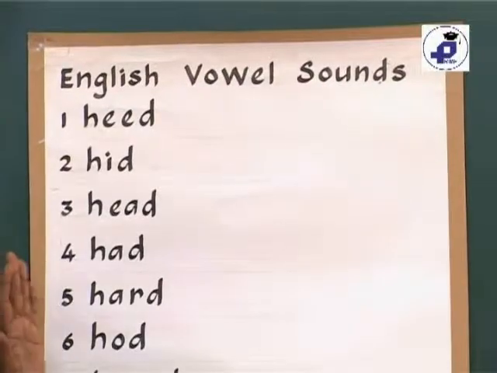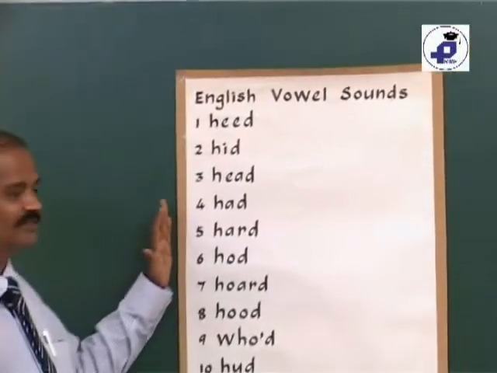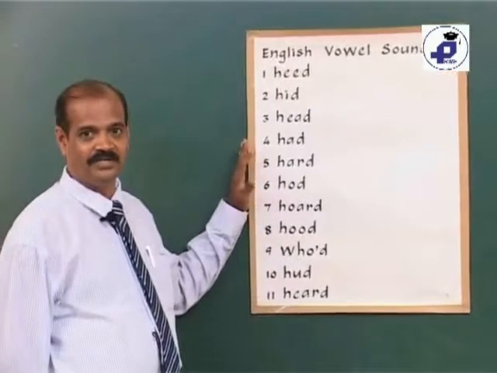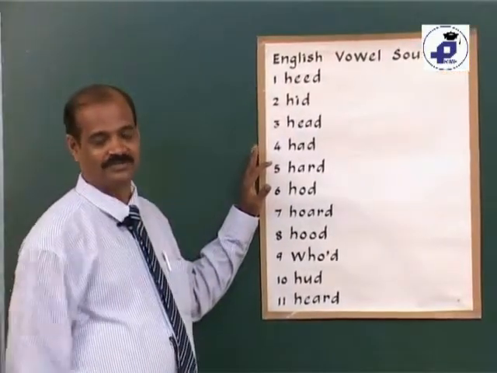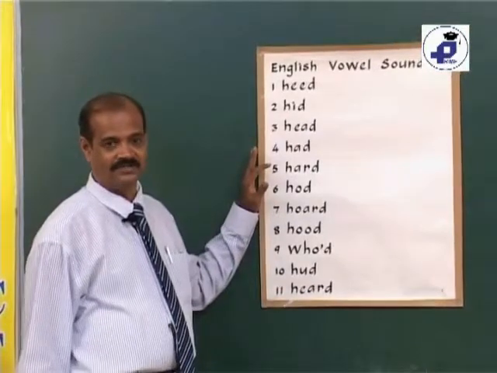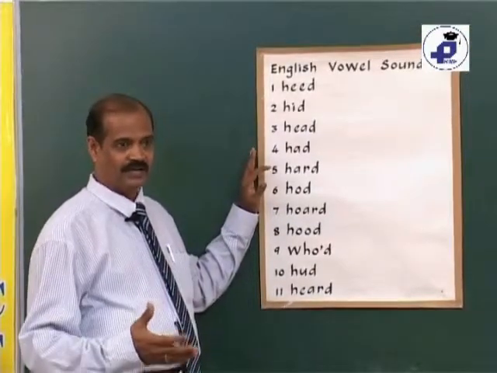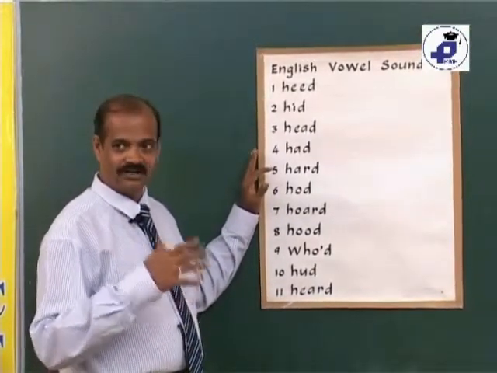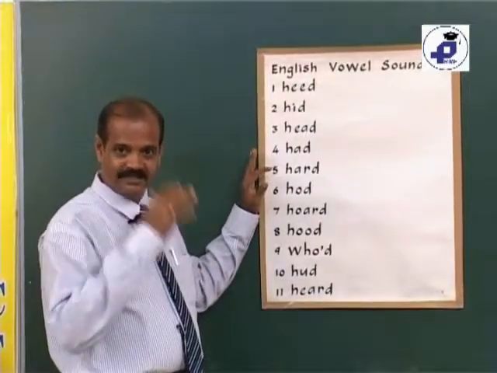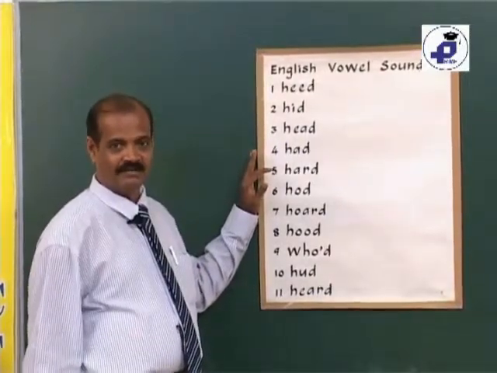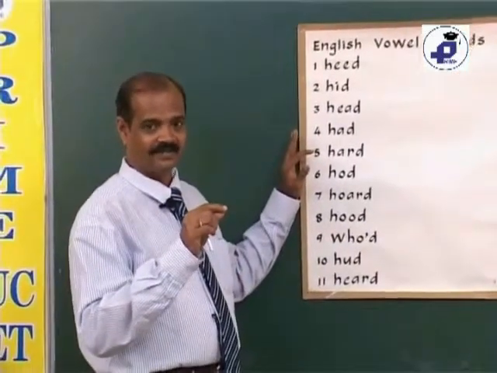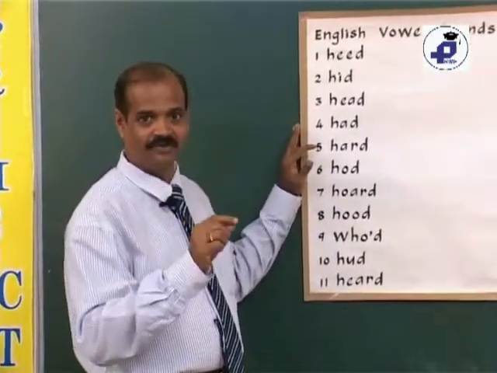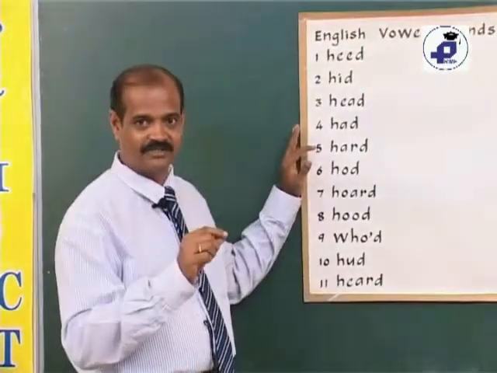Now here, this chart gives you an idea about some of the vowel sounds, and you have to practice these vowel sounds. When you practice vowel sounds, it becomes easy for you to decide whether to use a or an before writing a word. Generally, before a vowel sound you have to write an. For that you should know which are these vowel sounds. So familiarize yourself with vowel sounds.